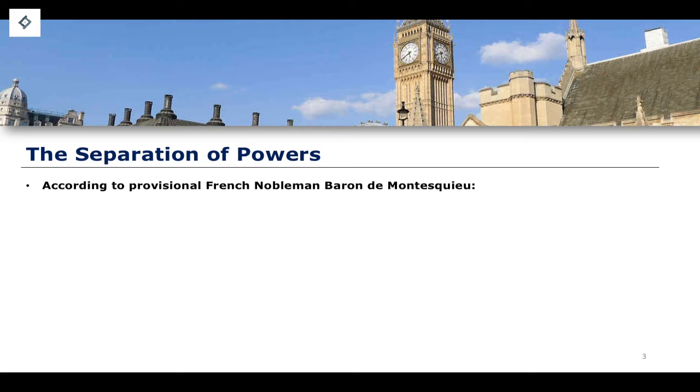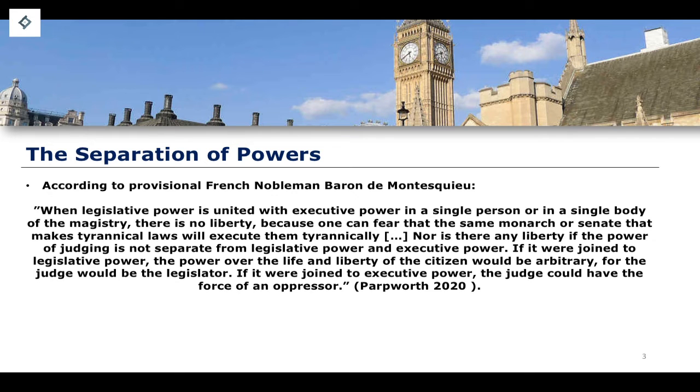For example, provincial French nobleman Montesquieu argues that ultimately, when legislative power is united with executive power in a single person or in a single body of the magistracy, there is no liberty, because one can fear that the same monarch or senate that makes tyrannical laws will execute them tyrannically. Nor is there any liberty if the power of judging is not separate from the legislative power and the executive power. If it were joined to legislative power, the power over the life and liberty of the citizen would be arbitrary, for the judge would be the legislature. If it were appointed to executive power, the judge could have the force of an oppressor.